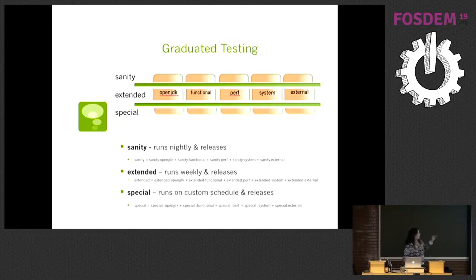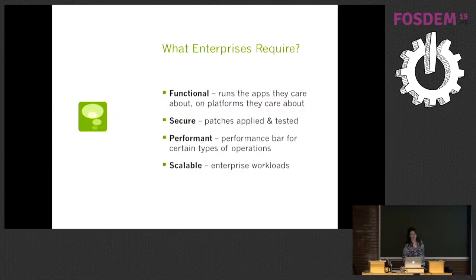But anyway, what I should mention then is that at Adopt OpenJDK, the sanity suite runs nightly and on releases. The extended suite runs weekly and on releases. And special is special. Those are run on custom schedules. Those are typically tests that have to run on special hardware, or tests where we want to bring something to its knees, so we need to set aside special time for that. So that's the overview of how we manage to run so many tests at the project.